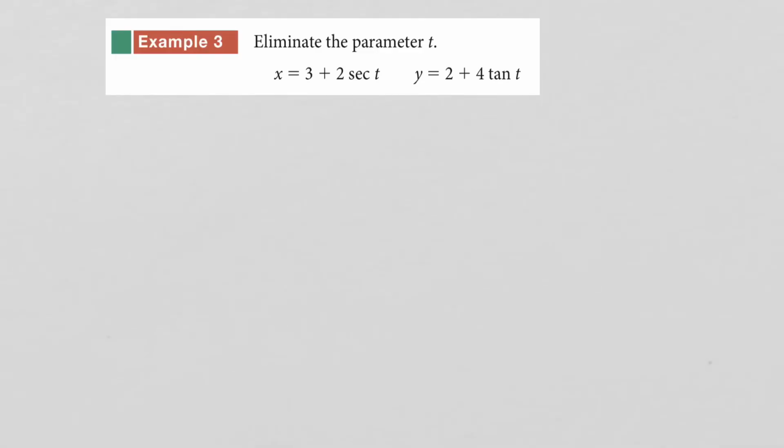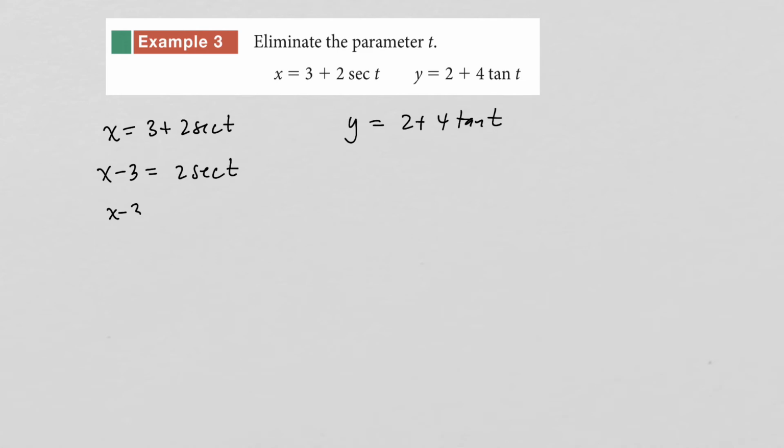In our next example, we have x equals 3 plus 2 times the secant of t, and y is equal to 2 plus 4 times the tangent of t, and we want to eliminate the parameter. So I'm going to start by subtracting 3 from both sides in the first equation, and then I can divide both sides by 2. And in the second equation, I can subtract 2 from both sides, and then divide by 4. And that allows us to solve for secant and tangent.